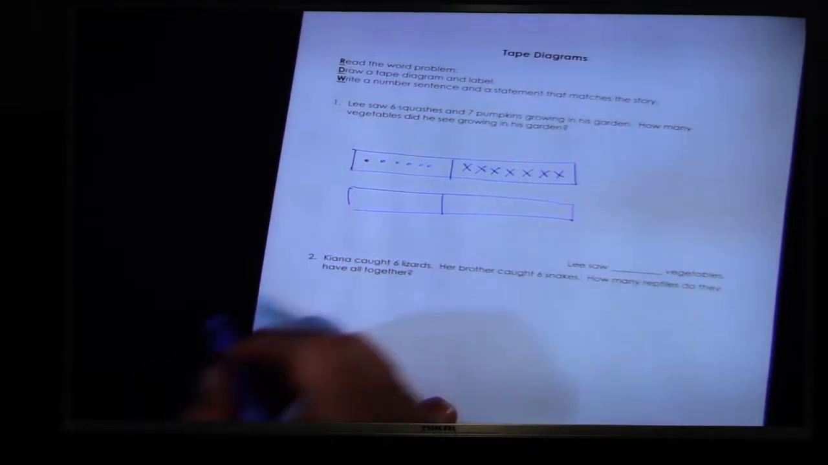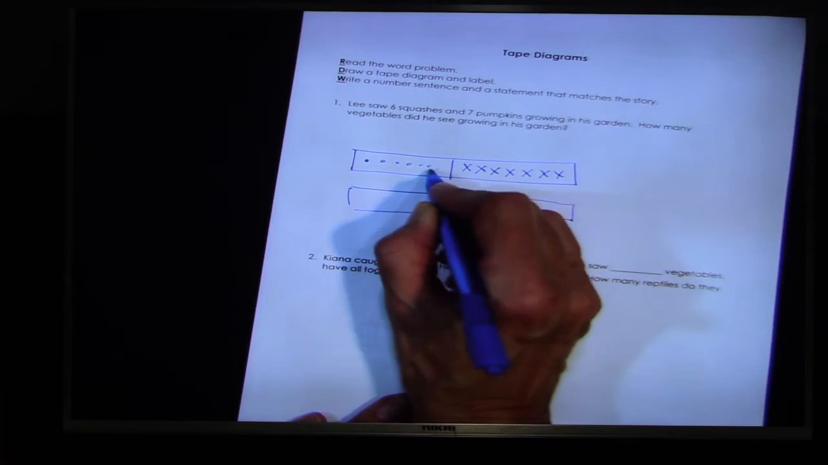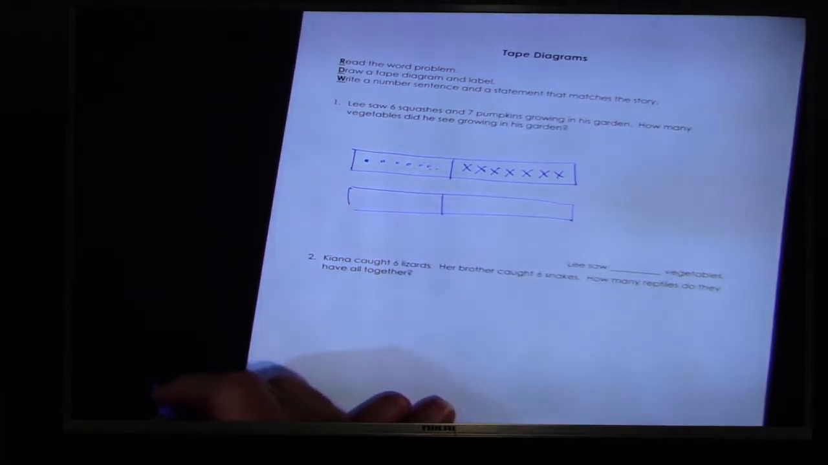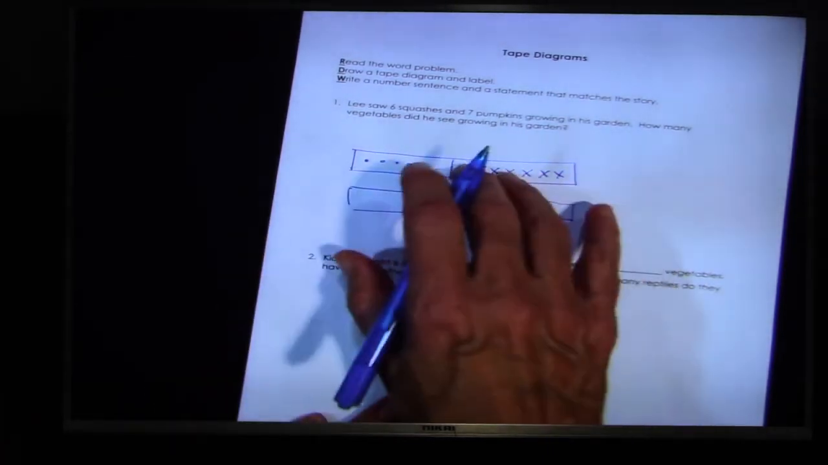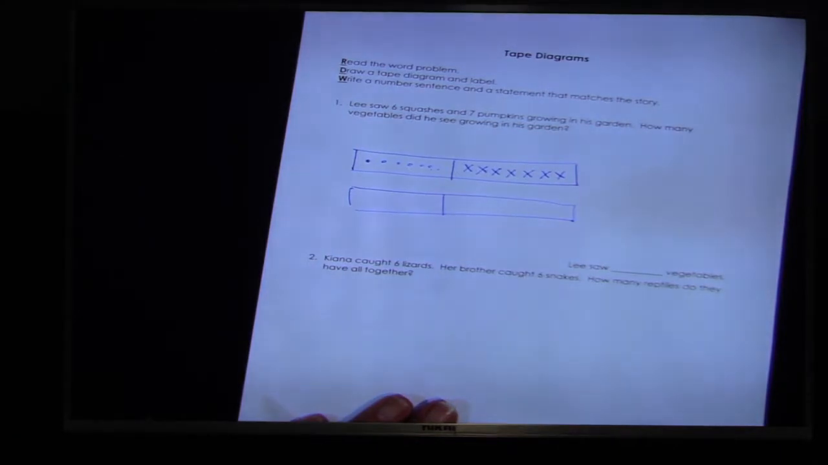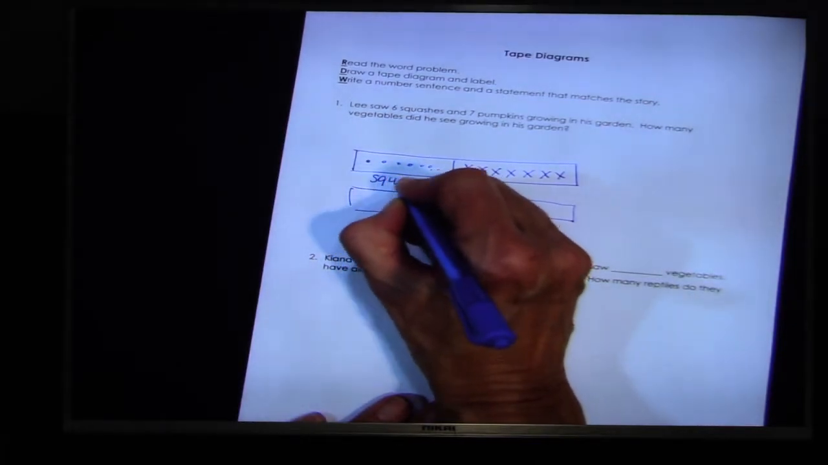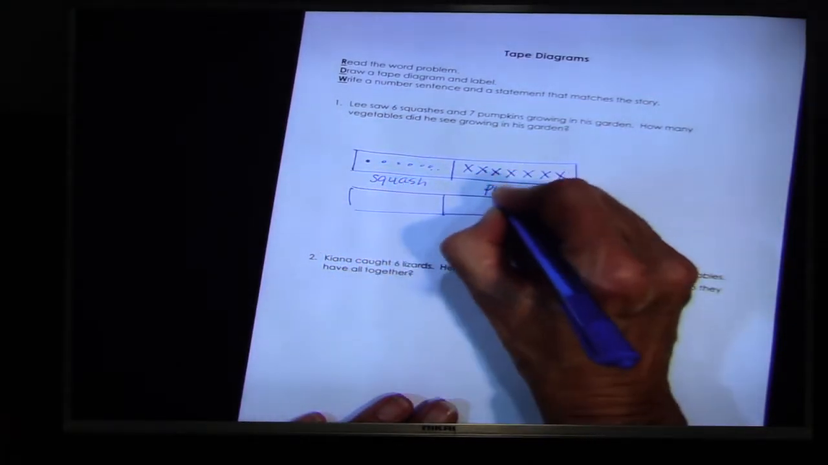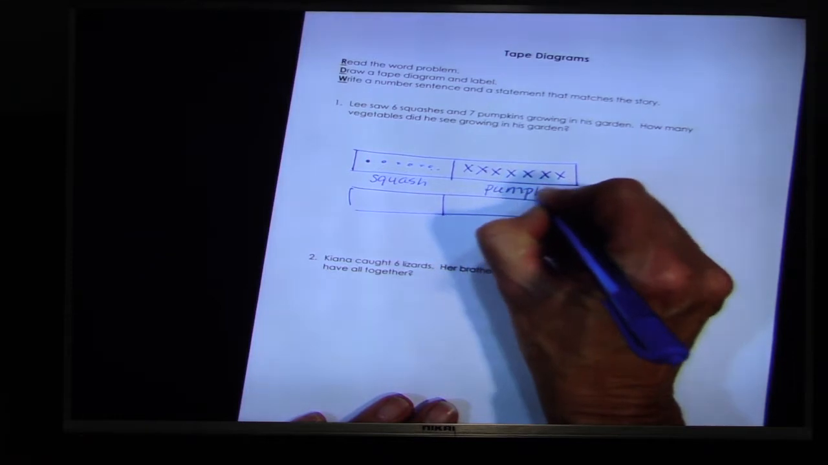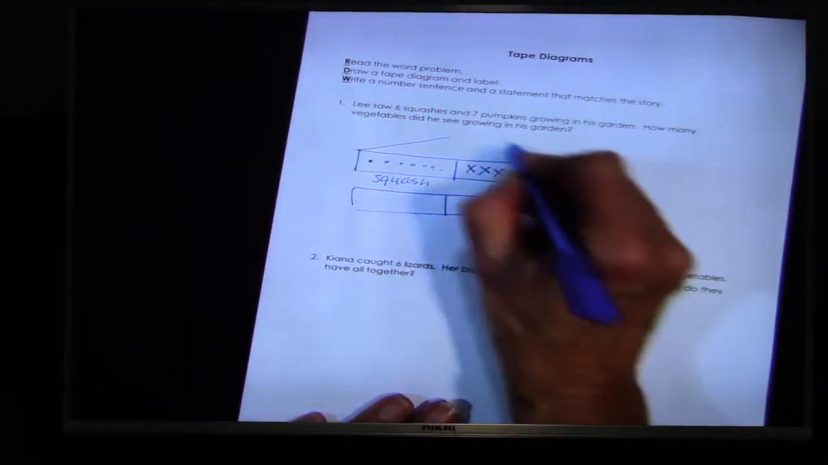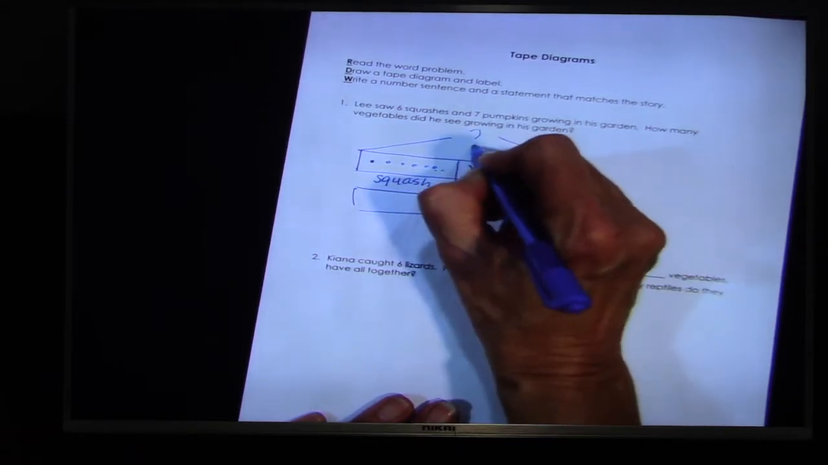I think they're going to see it this way, and what they're going to do now is, well, let me finish. Because if I were to look at this as somebody who hadn't read the problem, I don't know what's going on. In a word problem, or what we call a real life problem, we want to know. So they're going to have to label this squash and pumpkins. And then I want to know what the total is. I don't know, so I put a question mark. That's what I'm solving for.